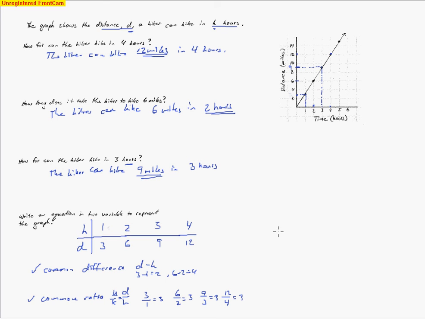And so what we'll end up doing is setting up our equation. d equals, and then the common ratio, 3 times h. And it works out because if you look at it, if you plug in 1 for h, you times it by 3, you get 3. 2 for h, 2 times 3 makes 6. 3 for h, 3 times 3 makes 9. 4 for h, 4 times 3 makes 12. And so that's what our equation would end up being.